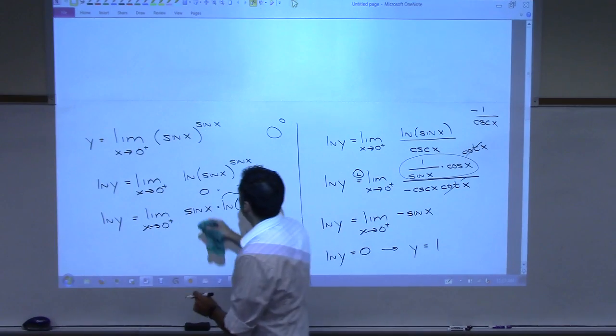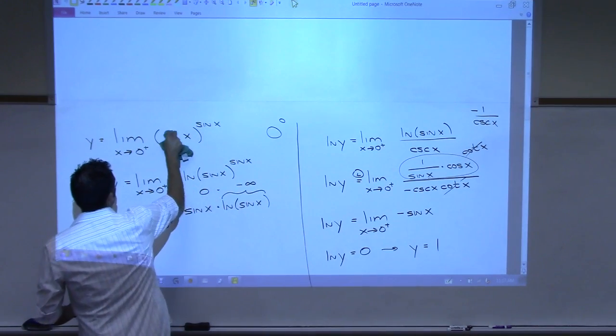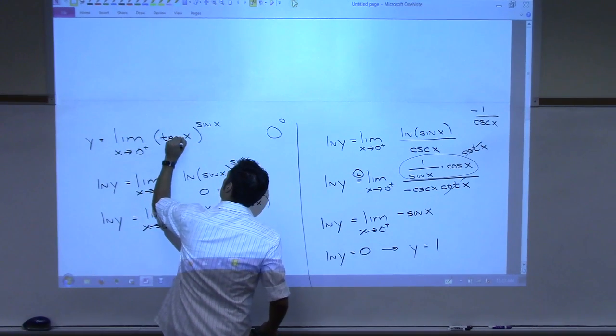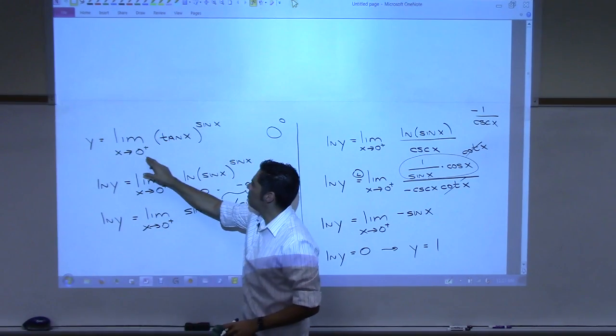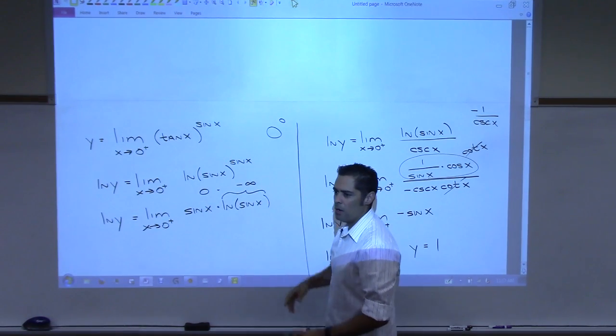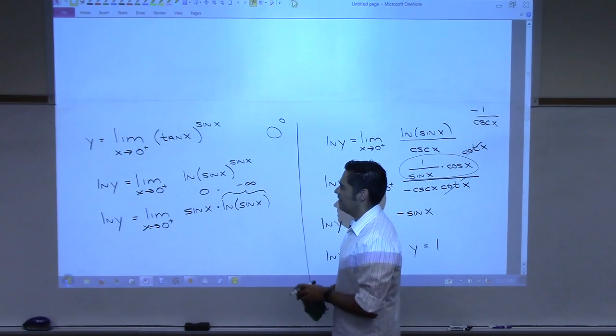I'm not going to do it, but I'm curious what would happen if I replace that with tangent. Because if I let x go to 0, I still get 0 here, and then I would have the same sort of problem, right? Nah, we won't do it.